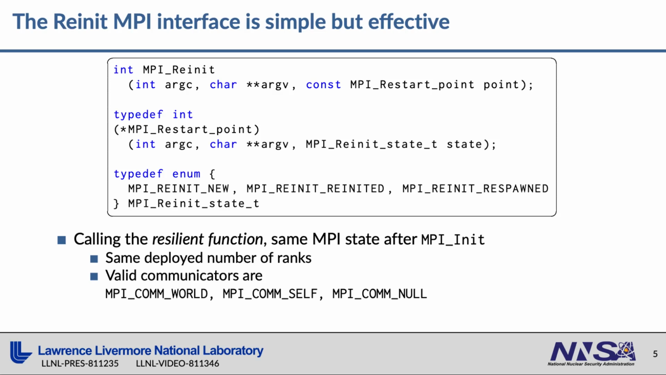This state can be new if the process is executing as a new process that hasn't experienced any failure so far. It can be reinitiated if this is a survivor process after a failure that has been reinitialized calling again the resilient function. Or it can be respawned if this process has been started to replace a previously failed process.